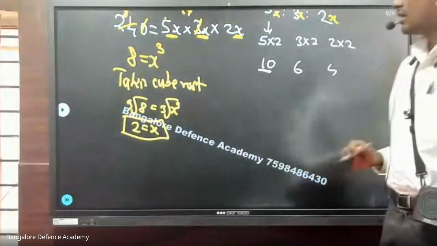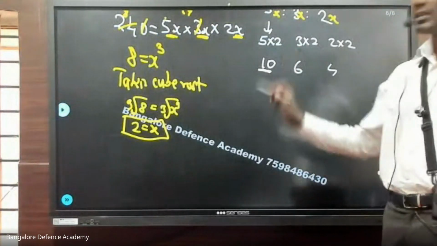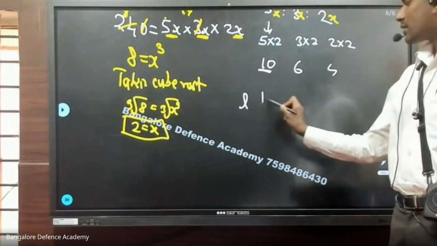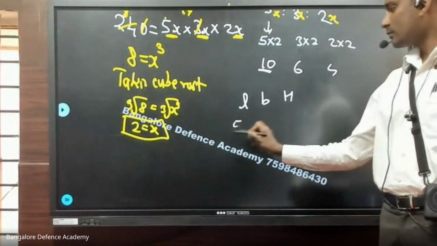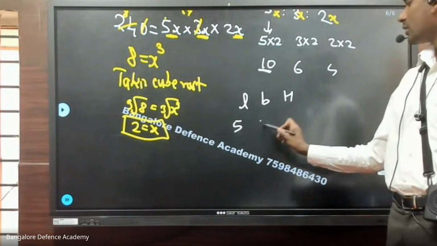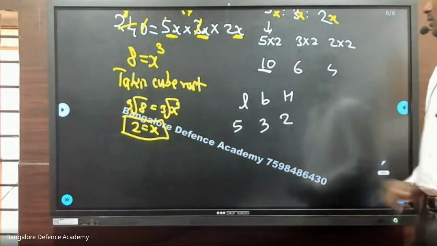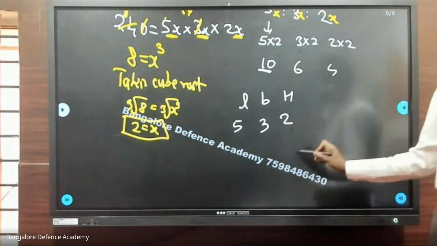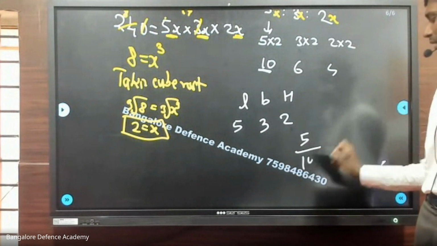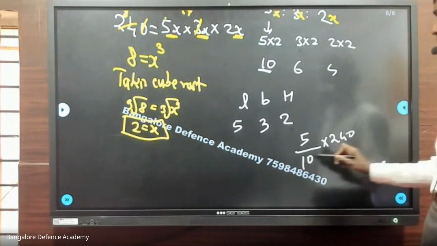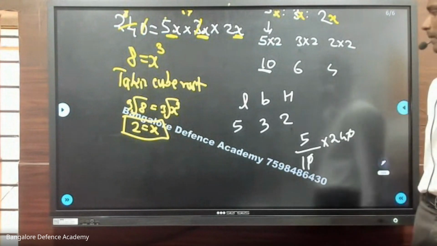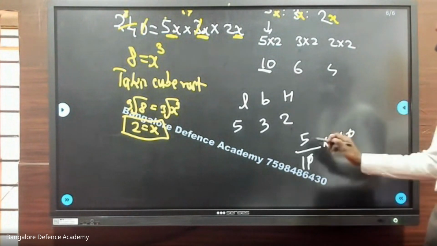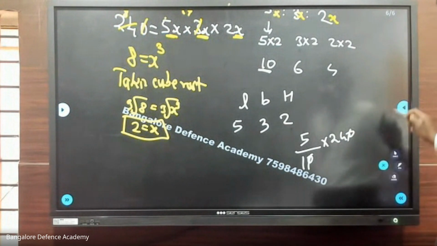Okay, now, in competitive examination, you cannot waste time like this. So look at this: length, breadth, and height. 5. Then you have how much? 3, and then you have how much? 2. So 5 plus 3, how much? 8. 8 plus 2? 10. 5 divided by 10 into 240. How much you get? 120. Otherwise, wait a minute. You can do like this.